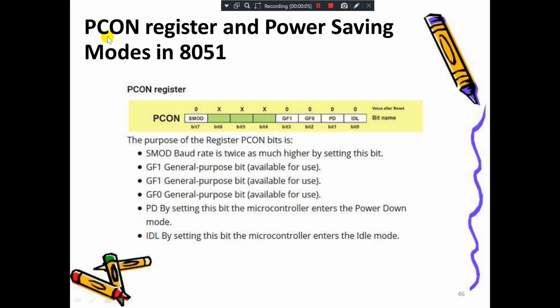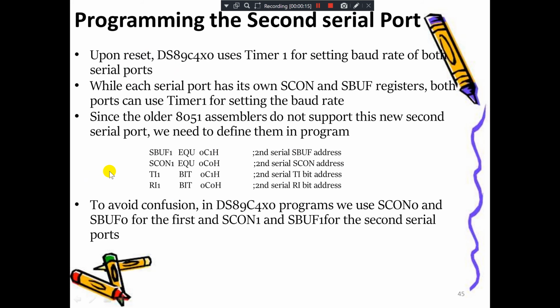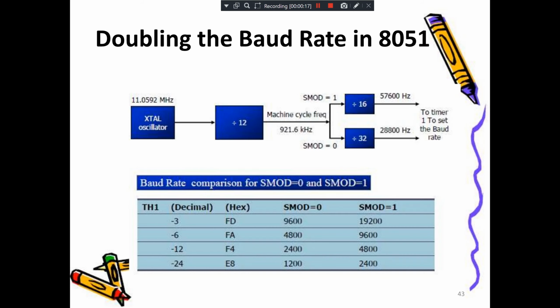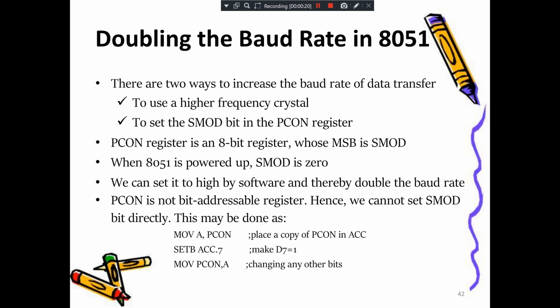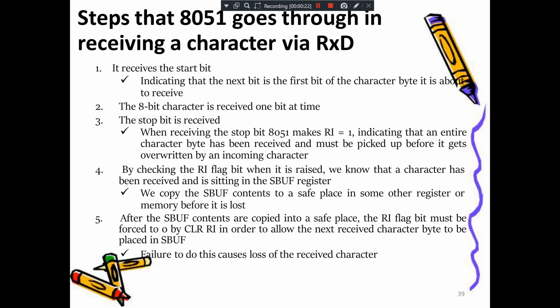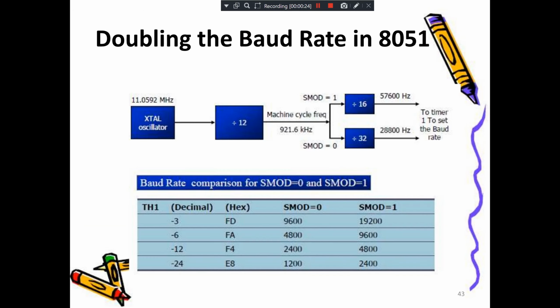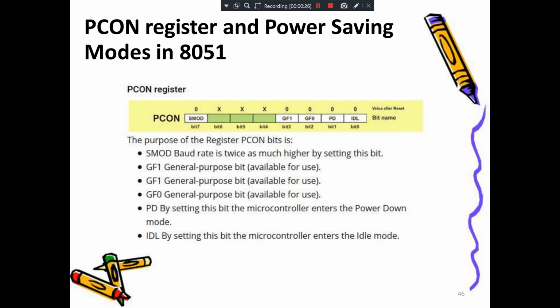So now let us discuss the PCON register and power saving modes of 8051. In the last class we discussed SCON, SBUF, how the serial ports transfer data, and how the baud rate is doubled. We discussed many examples also. So let us continue.